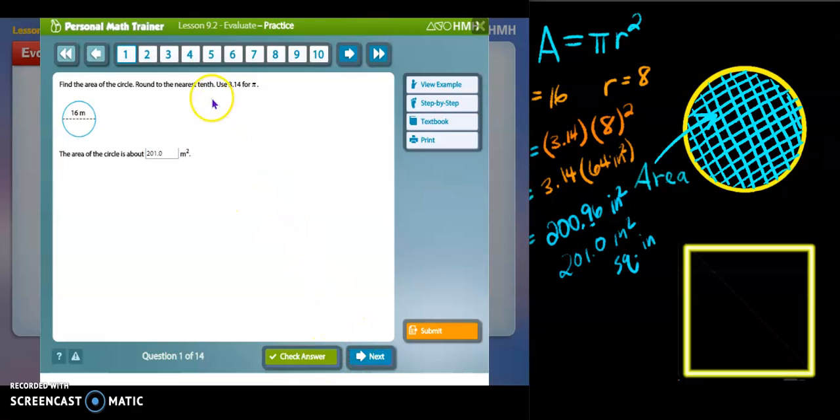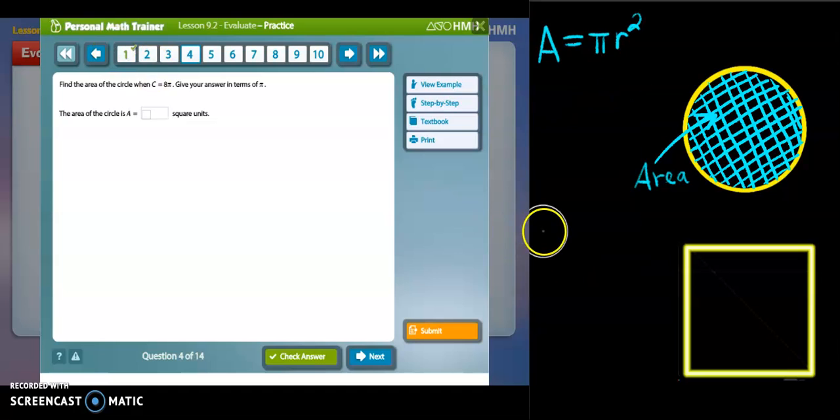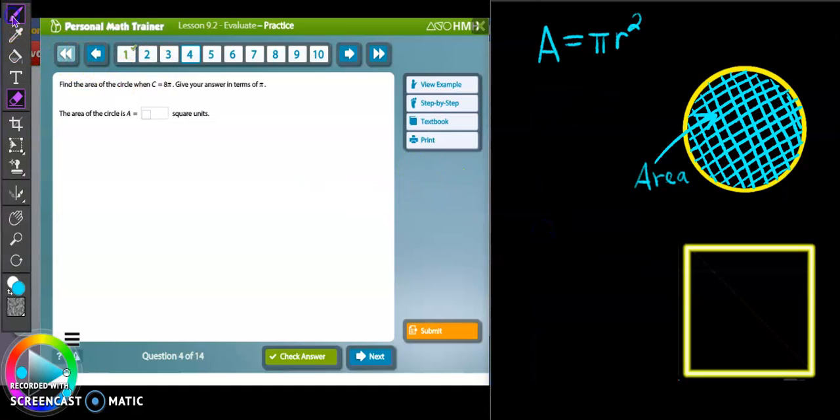And we're going to try another one. So we're going to take a look at number 4. Number 4, they're telling us, find the area of a circle when C equals 8 pi. Give your answer in terms of pi. Because they told us what the circumference was, they're telling you C equals 8 pi. Let me write that down. So C equals 8 pi.